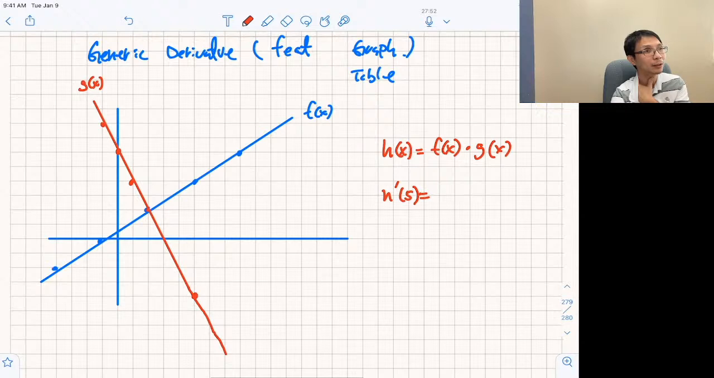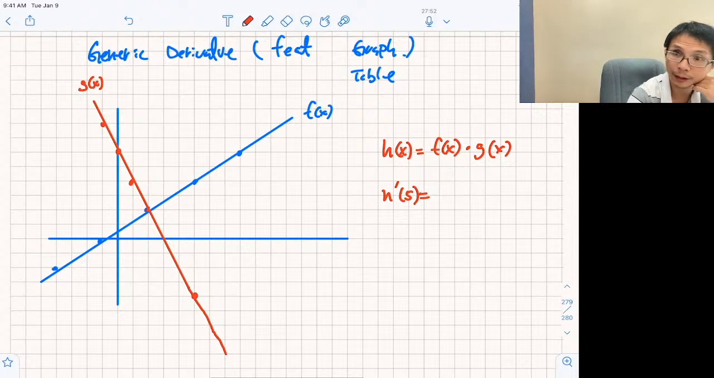Just find where x is 5 and what's y for f of x and g of x. Okay, you need that too. Couldn't you just find the derivative and then plug in 5? Yep, so what is the derivative of f of x times g of x? Isn't that just product rule? Yeah, that's the product rule.